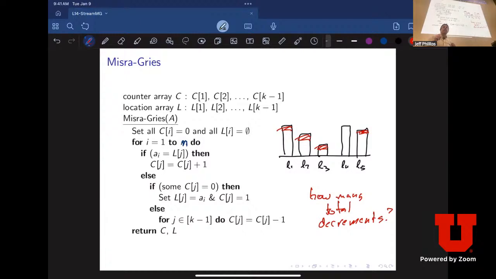Not n minus k, but the answer is n divided by k, because every time I do it, I have k minus 1 counters and the thing I'm currently seeing. So every time I do a decrement, I'm removing k things from my total count. So I have n things total, and I remove k things each time. This is the number of times I can do it. If I can only do it that many times, then the amount of error I have in any frequency is at most n over k.